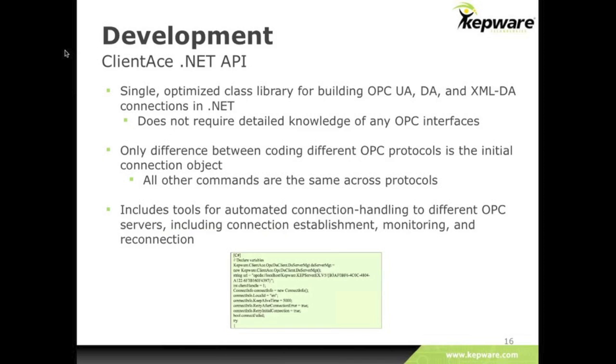So you can have all of your code written out for a DA connection, and you're making a DA connection object on the top. Wipe that out, put in a UA connection object, and suddenly your application's an OPC UA client. Again, within the .NET API as well, we have automated connection sharing, or connection handling, and connection establishment, and monitoring, and then reconnection too.